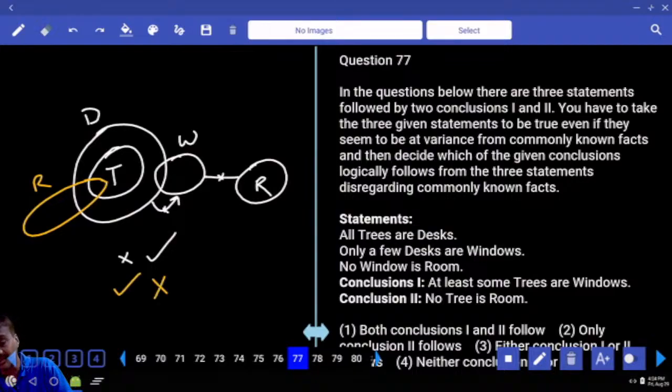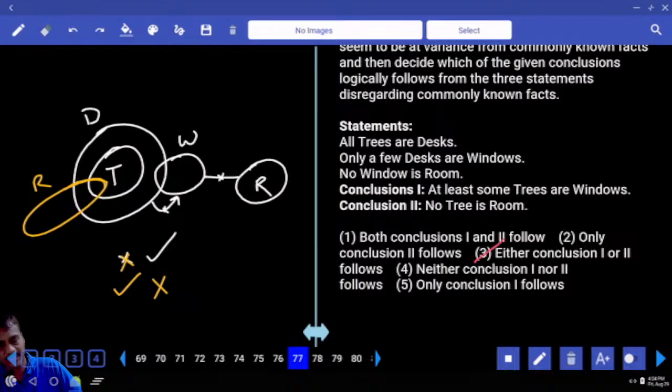Clear in the same diagram? Now the first conclusion that has become false, now it has become true. When the first one is true, second is false. Second is true, first is false. Then either 1 or 2, choice 3. Got this? Then next one, 77.